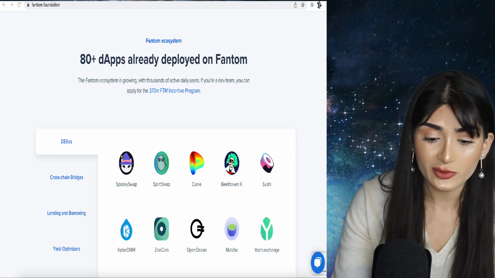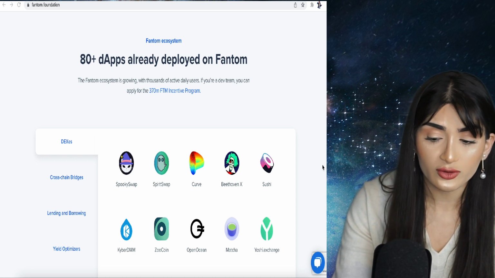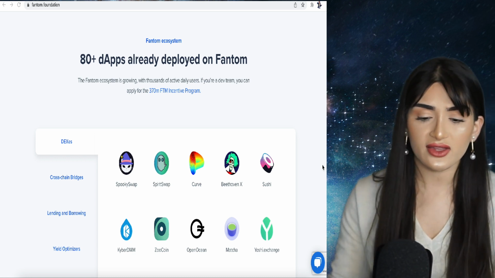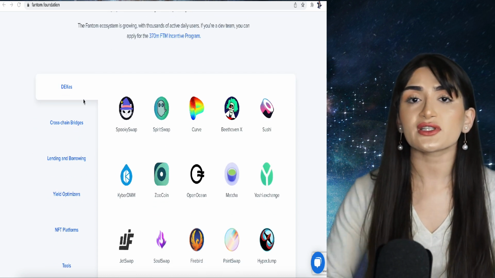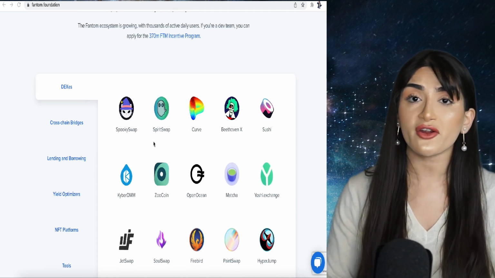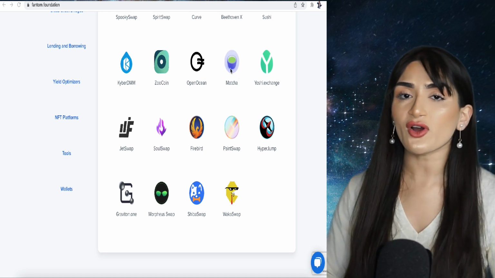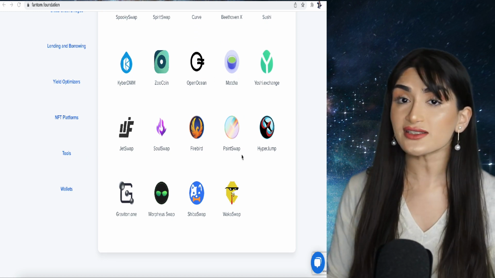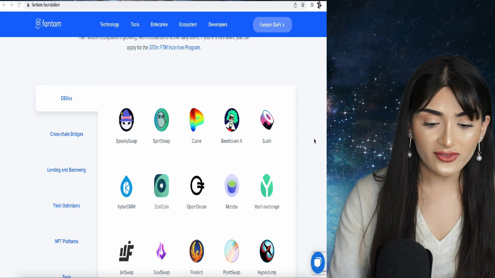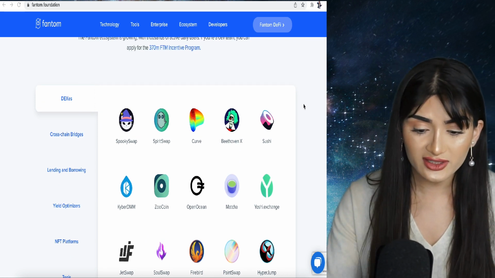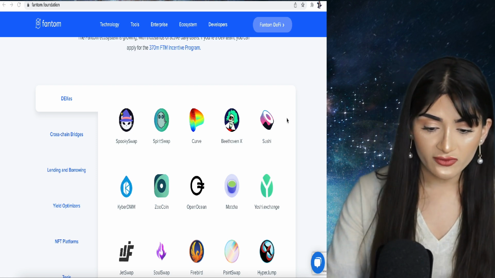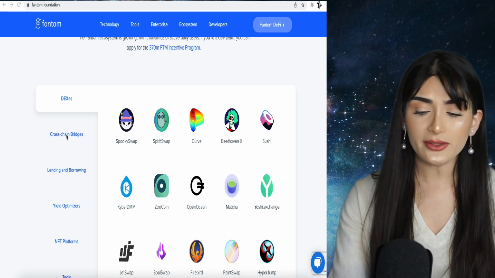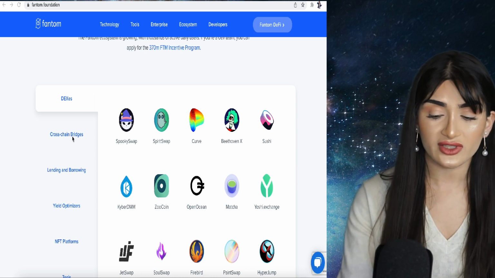It's got partnerships with Chainlink, Ren, Band Protocol, The Graph, Waves, and the main thing that they focus on is speed, security, and scalability. All of the components we need for a mass-adopted cryptocurrency. Just take a look at the number of decentralized applications already deployed on Fantom. We have different decentralized exchanges: SpookySwap, SpiritSwap, Matcha. I've used Matcha before, SolSwap. This is really important when you want to swap different currencies on different chains.